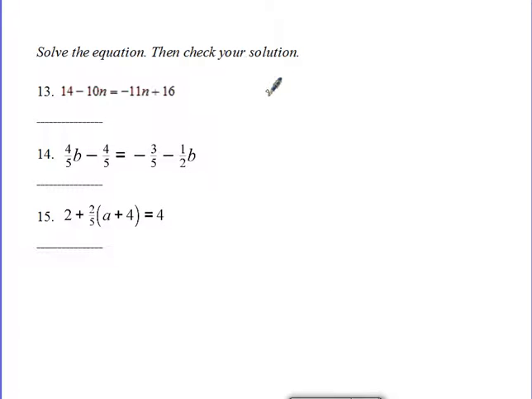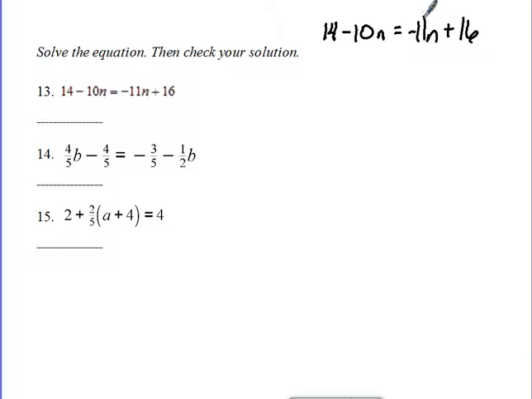Solve the equation, then check your solution. So to solve these equations, I need to isolate the variable, get the variable by itself using mathematical properties. Well, since I have two variables here, I would like to just get rid of one of them using addition or subtraction right away. So the best way to get rid of something is do the opposite thing to it.